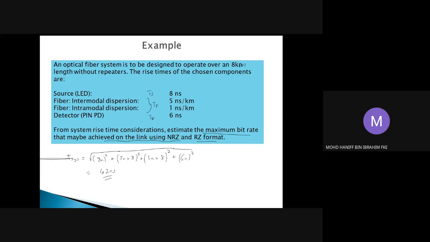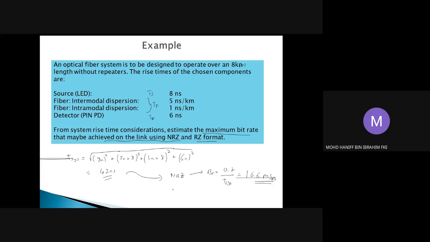So we get this total rise time for our system. From this total rise time, we can subsequently calculate the bit rate. If you are using the NRZ line encoding, the bit rate is based on the equation 0.7 divided by the total rise time. So it is 0.7 divided by 42 nanoseconds, and by calculating this, you get a bit rate of 16.6 megabits per second. That should be your bit rate.